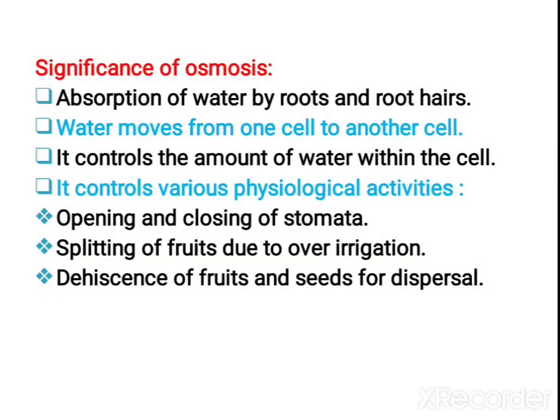What are the significance or importance of osmosis? It is helpful for absorption of water by roots and root hairs. So water moves from one cell to another cell by means of this method. It controls the amount of water within the cell also. It controls other physiological activities, that is opening and closing of stomata and splitting of fruits, dehiscence of fruits, breaking of fruits, and the seed dispersal.